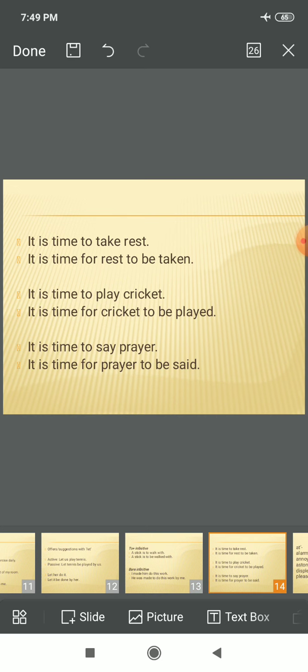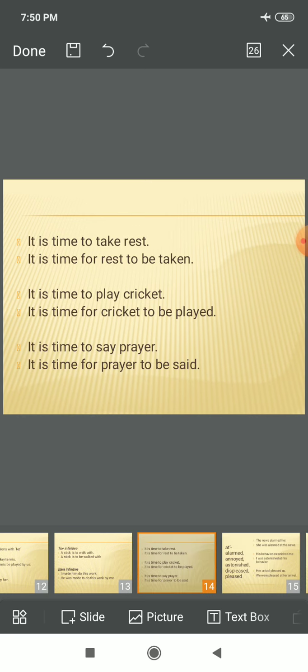Simple. Next is it's time to play cricket. It's time for cricket to be played. Again, to play is an infinitive. To will become to be and play will become played. It's time for cricket to be played. Next is it's time to say prayer. Again, it's time for prayer to be said. Say will become said here. So, I hope that's also clear.